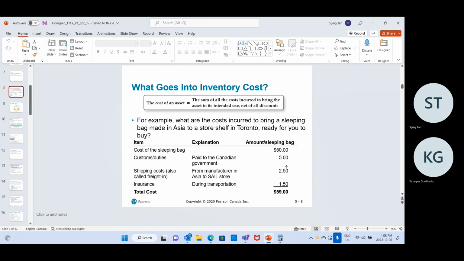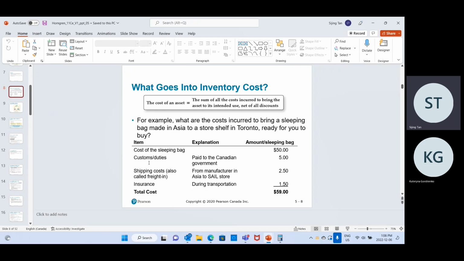Now, for example, what are the costs incurred to bring a sleeping bag made in Asia to a store shelf in Toronto? The costs which bring the sleeping bag from Asia to Toronto are the costs you're going to consider as the cost of the asset, right? So first of all, the cost of the sleeping bag, right? Everything related to the cost of a sleeping bag.